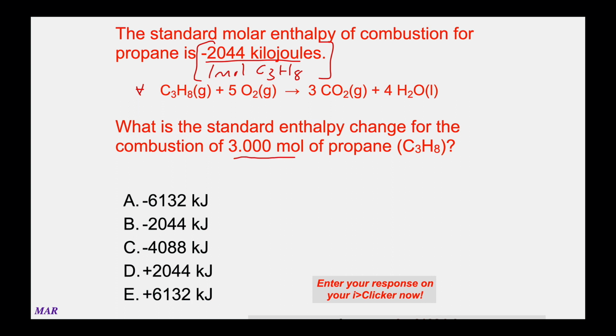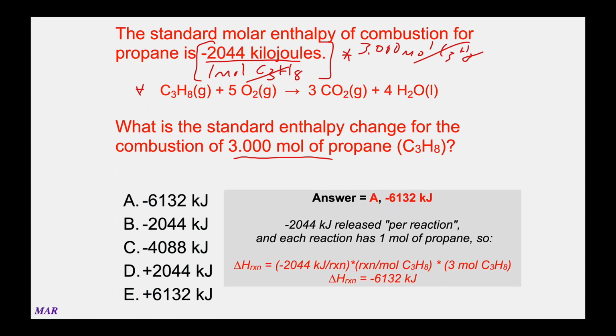And in the problem here, we have 3 moles of propane. So I'm going to write 3.000 moles C3H8. So in this problem, you basically want to take the negative 2044 and multiply it by 3. Then the moles of the propane will cancel out. You'll have just kilojoules left over. The answer comes out to be A, negative 6,132 kilojoules.